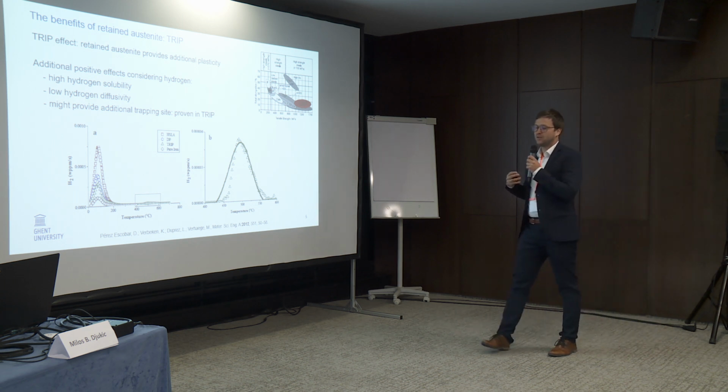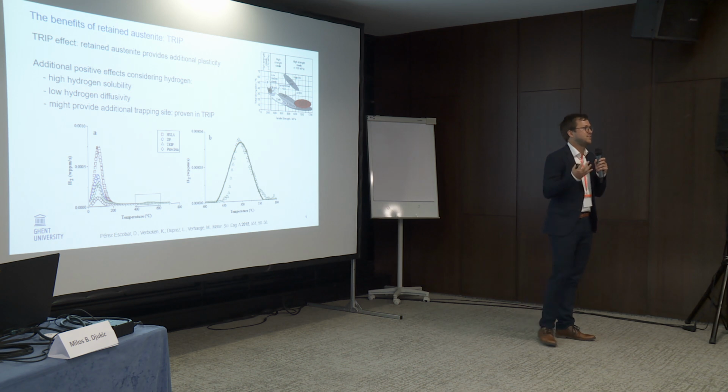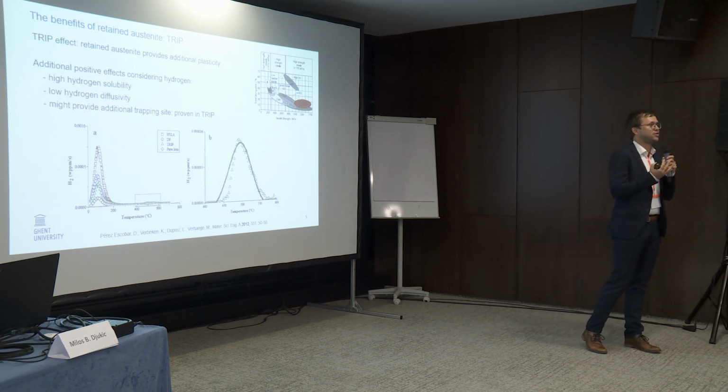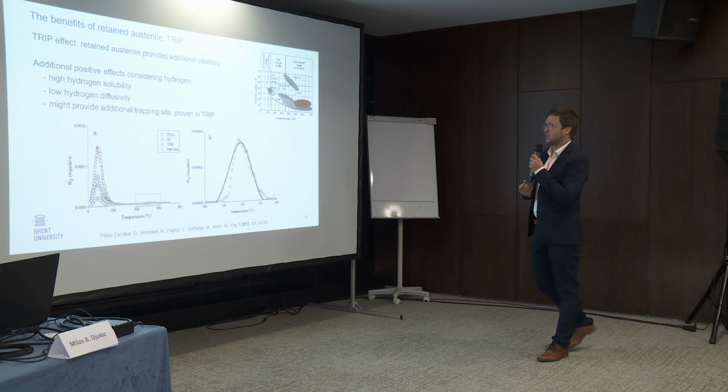However, you can also take a look at the hydrogen characteristics, because retained austenite, FCC, has high solubility for hydrogen, low diffusivity, so it can be seen perhaps as a deep trapping site. Maybe that's interesting, because if you have some carbide addition, for instance, this can turn into irreversible trapping. This can be interesting to improve the resistance against hydrogen embrittlement.